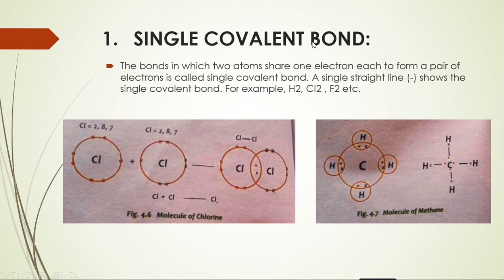Coming towards the first one, single covalent bond. The bond in which two atoms share one electron each to form a pair of electrons is called single covalent bond. A single straight line shows the single covalent bond. For example, hydrogen molecule, chlorine molecule and fluorine molecule.